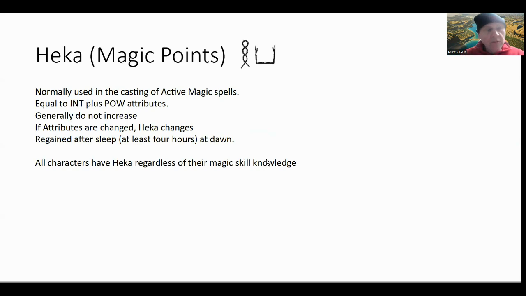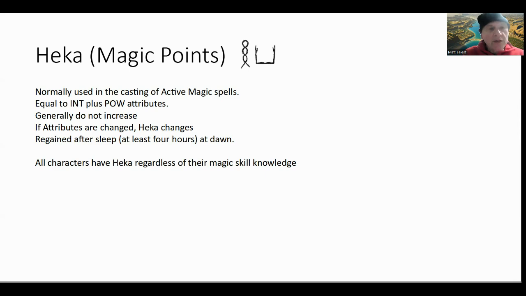Heka, or magic points. This is normally used in the casting of magic spells, or what's called active magic. The initial score is equal to their intelligence plus their power. And similar to hit points, this generally does not increase. It's set for the duration of the character. Similar to carrying capacity, however, if the attributes are changed, the Heka value changes. So if something happens and the character's intelligence is reduced, their magic point score would also be reduced.